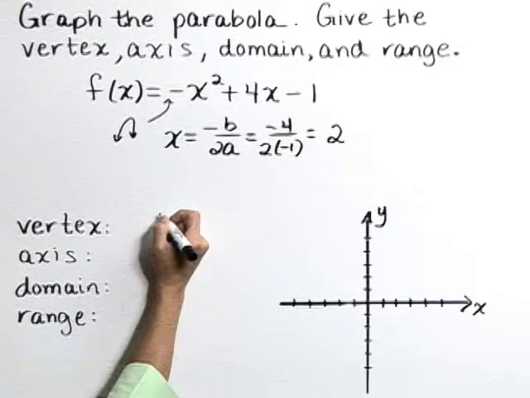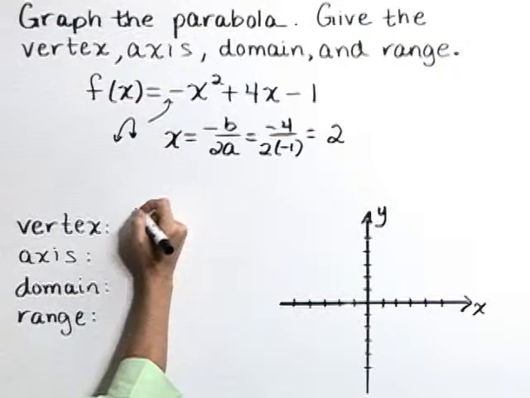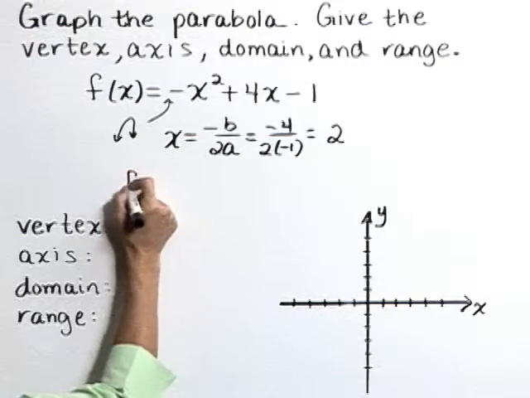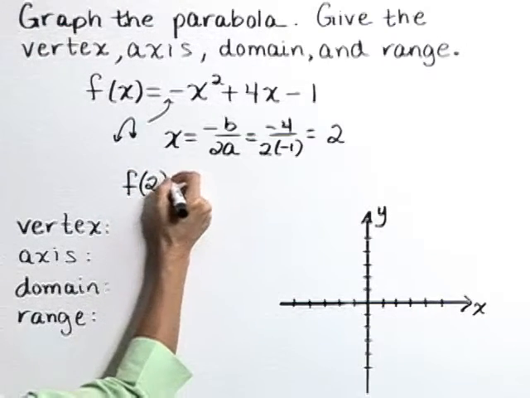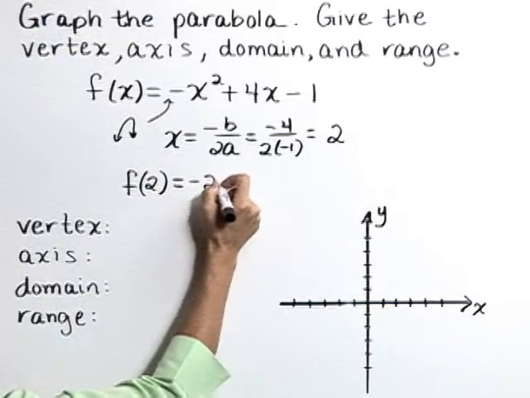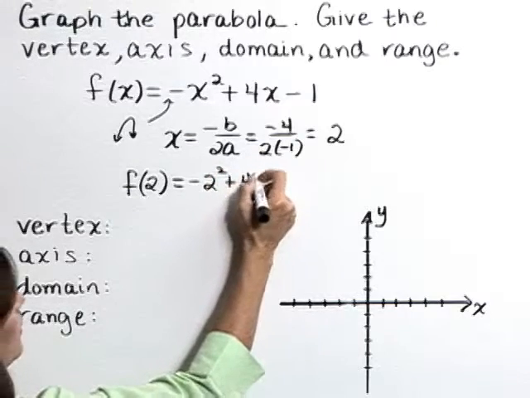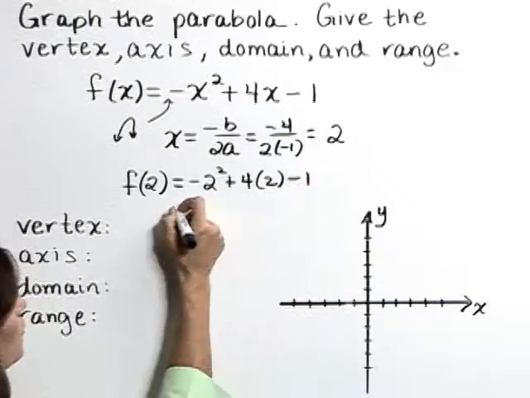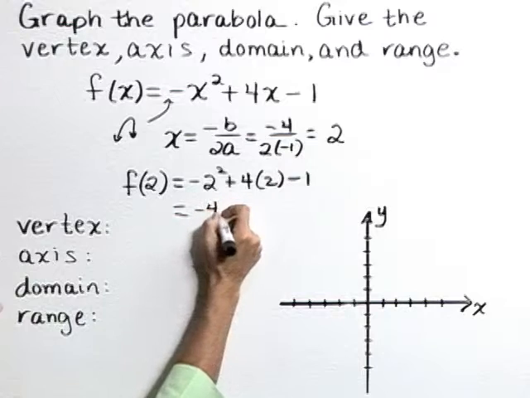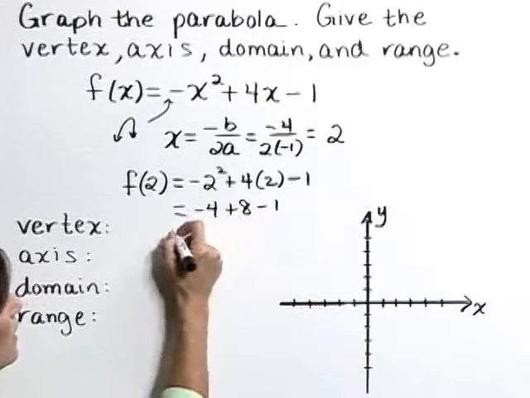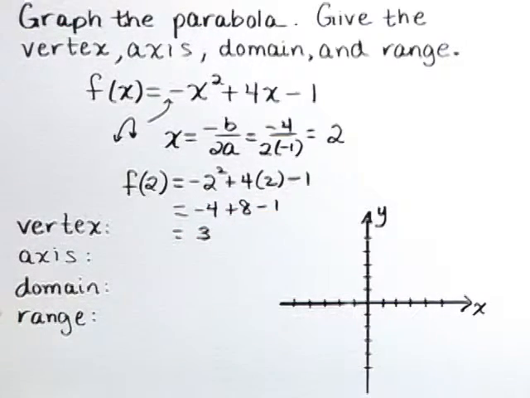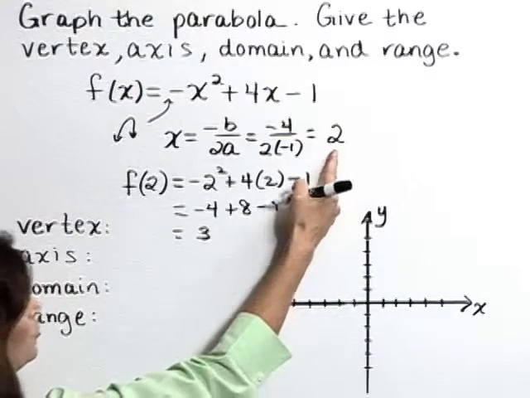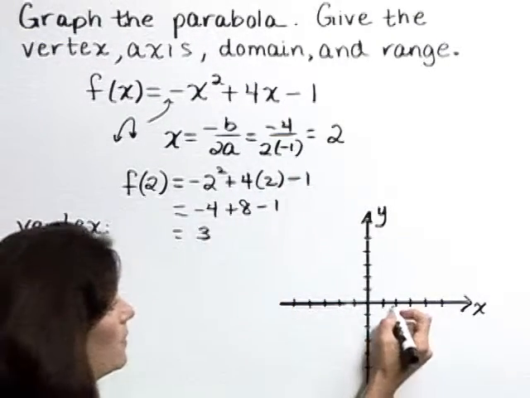We can find the y value, or functional value, you might say, of the vertex by finding f of 2, which is the negative of 2 squared plus 4 times 2 minus 1. That's negative 4 plus 8 minus 1, or 3. So this parabola has a vertex at the point 2, 3.